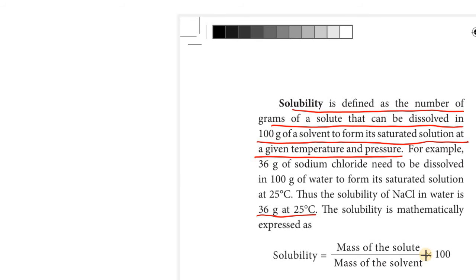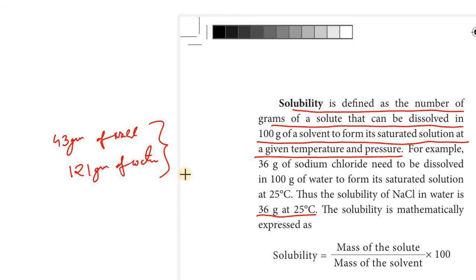Now this solubility is mathematically expressed as mass of solute by mass of solvent into 100. So suppose I ask you, I have got say 43 grams of sodium chloride, and I am dissolving it in say 121 grams of water. Can you say if this is a saturated, unsaturated or supersaturated solution? If such a scenario happens, then this concept becomes important. Let me show you through an example.